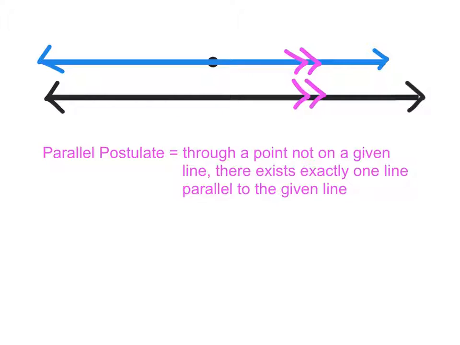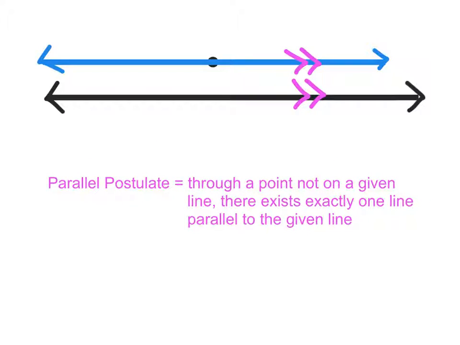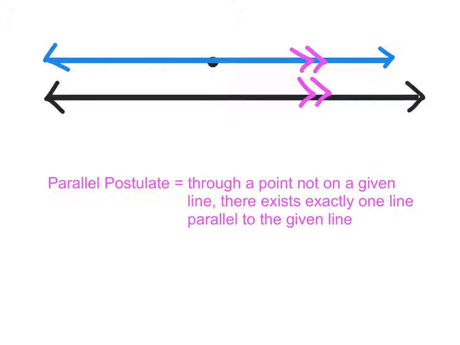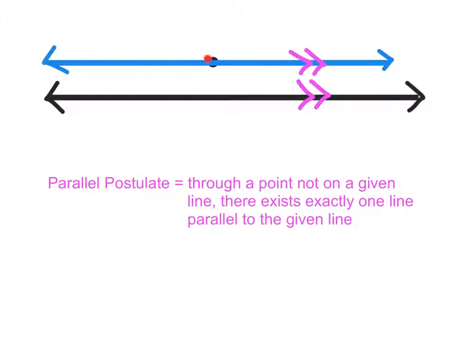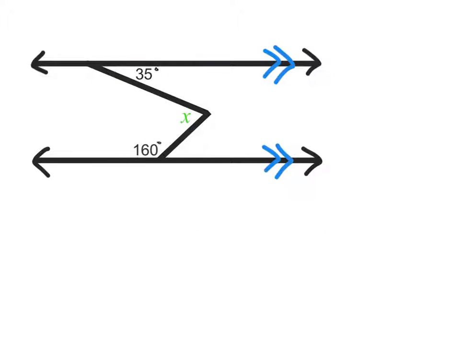And we decided, yes, everybody has the same picture because our parallel postulate says through this point right there, there's only one line that can in fact be parallel to the given line. So every single person in the class has to draw that same exact line. Okay, so back to our problem.